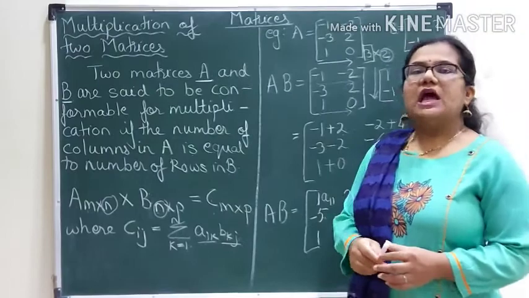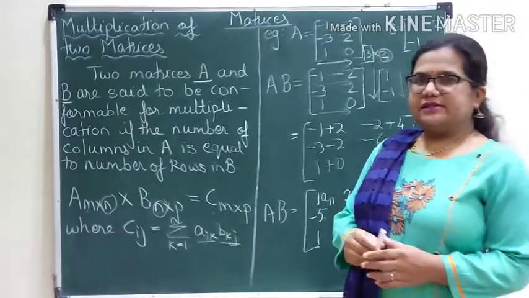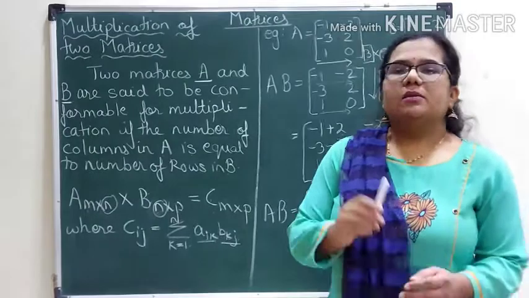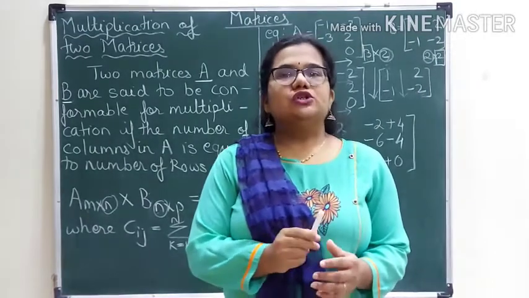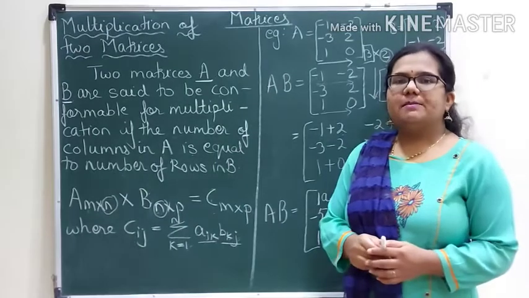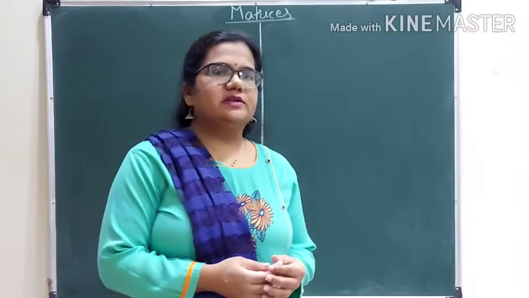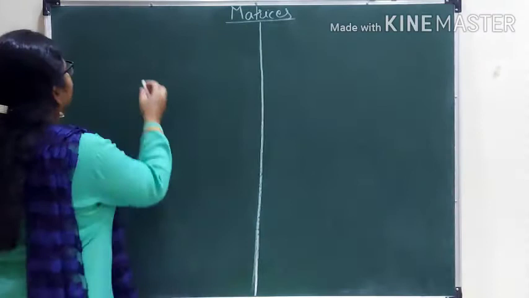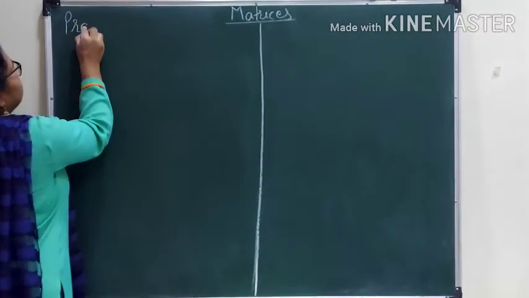So this is the way how you multiply two matrices. Please remember the condition for two matrices to multiply: the number of columns in the first matrix should always be equal to the number of rows of the second matrix. Now after the definition of multiplication of two matrices, we will see some properties of matrix multiplication.